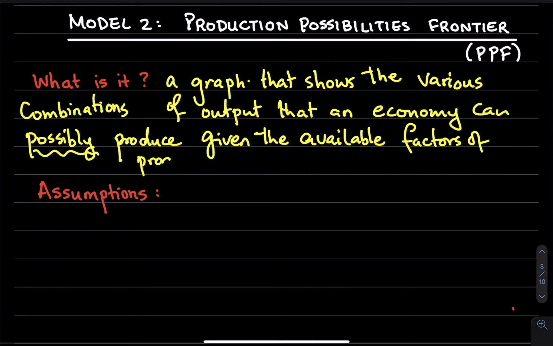You know by now what factors of production are: land, labor, capital, or entrepreneurship that are required in the production process. So given the available factors of production and technology. Okay, so these are our resources, and we're thinking about what are the various combinations of the two goods in a simplistic world that we can produce as an economy given these resources.